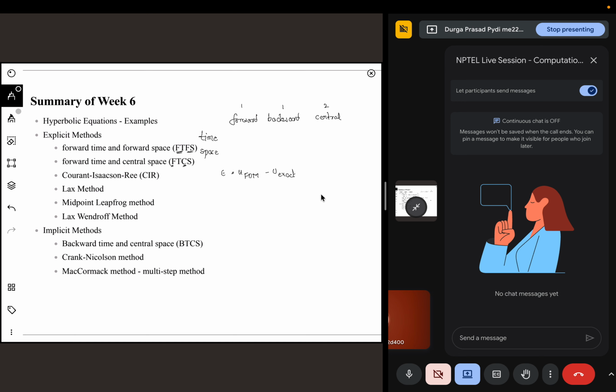So there are different methods. We will go through them one by one within explicit, and then there is a set of implicit methods for which we do not have the stability issues, but we need to make sure that delta t is chosen sufficiently small so that the accuracy is maintained.